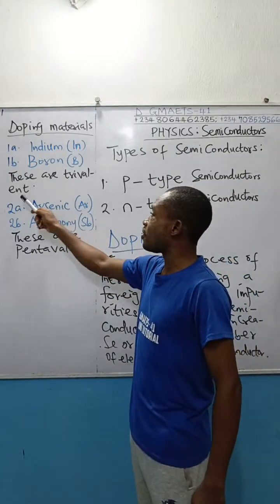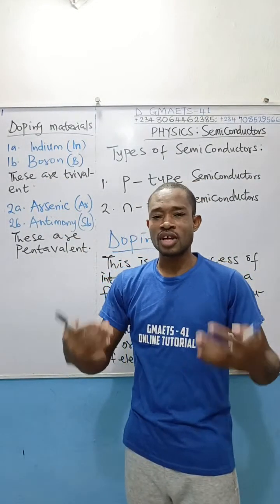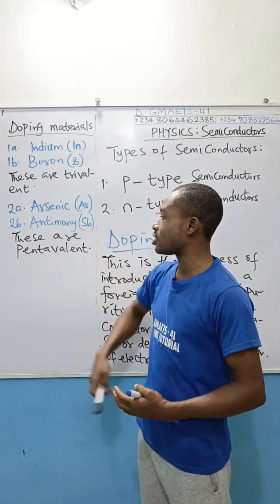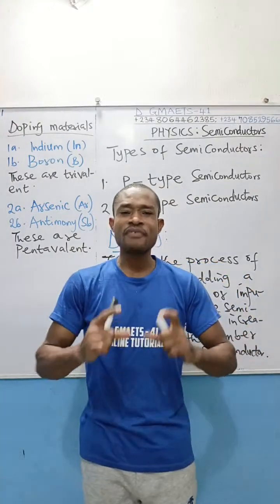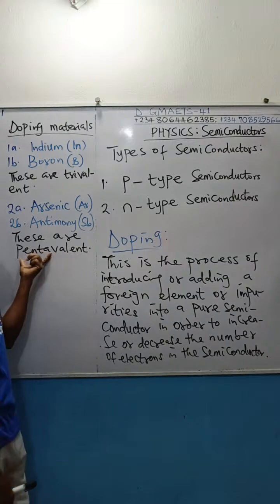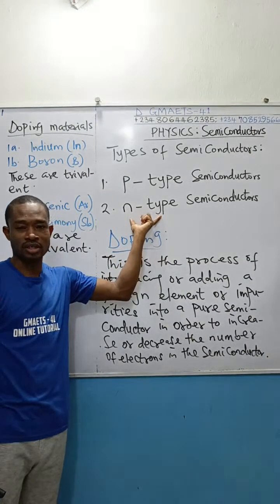So these are trivalent materials, meaning that they have 3 electrons in the outermost shell, right? And then these doping materials, arsenic and antimony, are pentavalent, meaning they have 5 electrons in the outermost shell. If you dope a pure semiconductor with arsenic or antimony, you are expected to get N-type semiconductor.